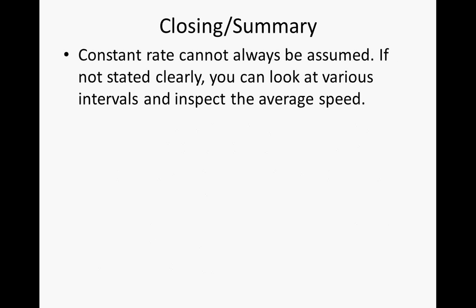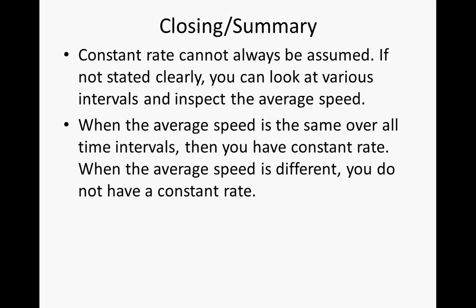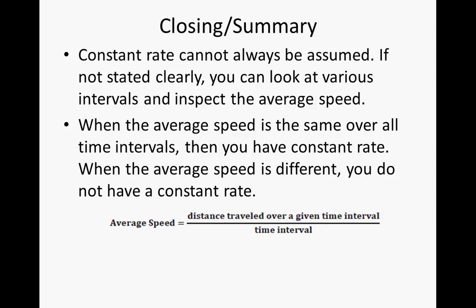Constant rate cannot always be assumed. If not stated clearly, you can look at various intervals and inspect the average speed for those time intervals. When the average speed is the same over all of the time intervals, then you have a constant rate. When the average speed is different, you do not have a constant rate. And average speed is the distance traveled over a given time interval divided by that given time interval.